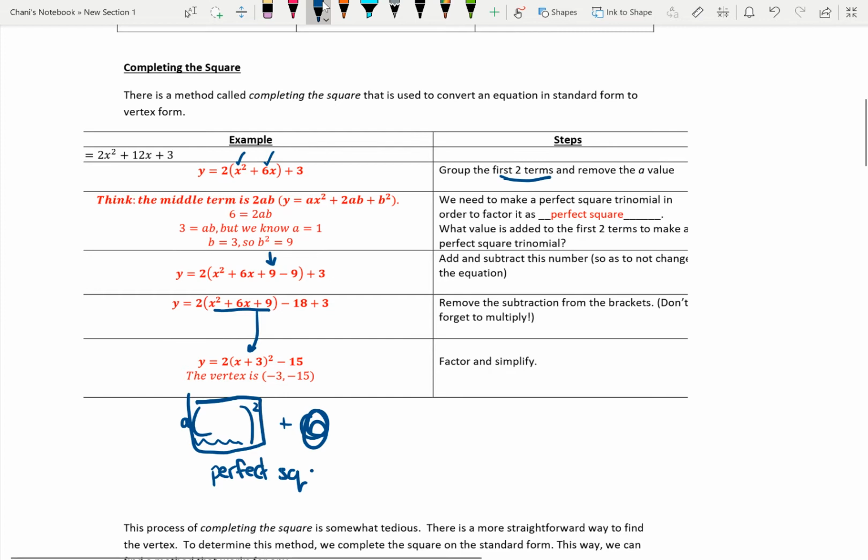Well, there's a problem though. We can't just add 9 into an equation wherever we want. It changes what the parabola would look like. That's not what we're trying to do. We're just trying to change the form, not the actual quadratic. We need that to stay the same.